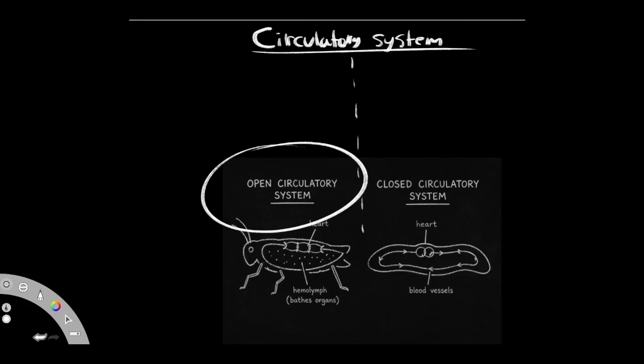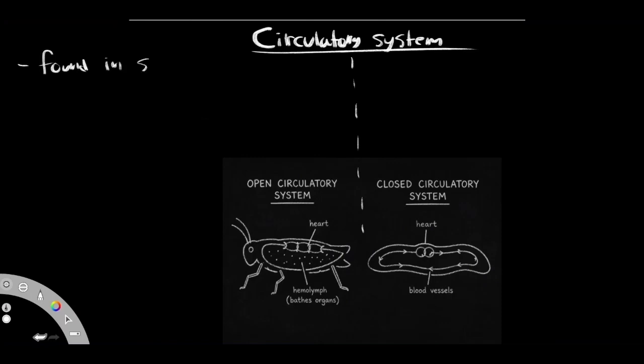Let's first look at the open circulatory system. This is one type of circulatory system. So the open circulatory system is found in smaller organisms, because smaller organisms tend to be less complex. All right, so it's more simple, this one, where the blood is contained in blood vessels, but only for part of the time, so not all the time.